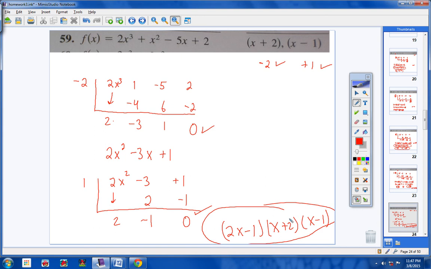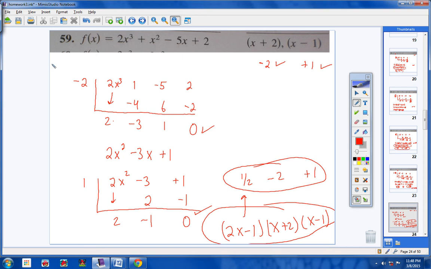Now let's list out the zeros. If you take this group here and set it equal to 0 and solve, you'll get 1/2. Take this group, set it equal to 0 and solve, you'll get negative 2. Take this group here, set it equal to 0 and solve, and you'll get a positive 1. So there's your 3 zeros.